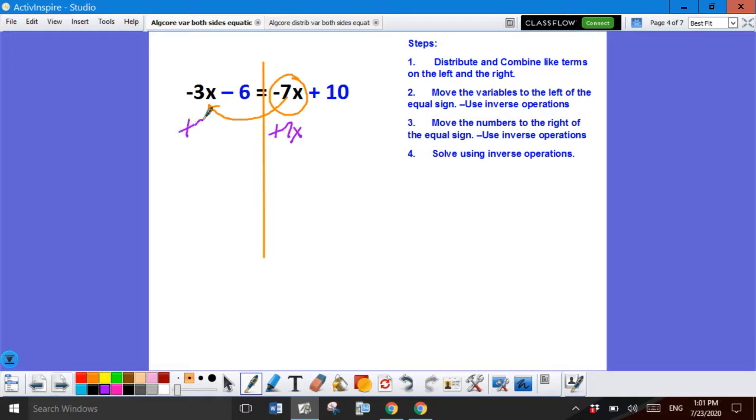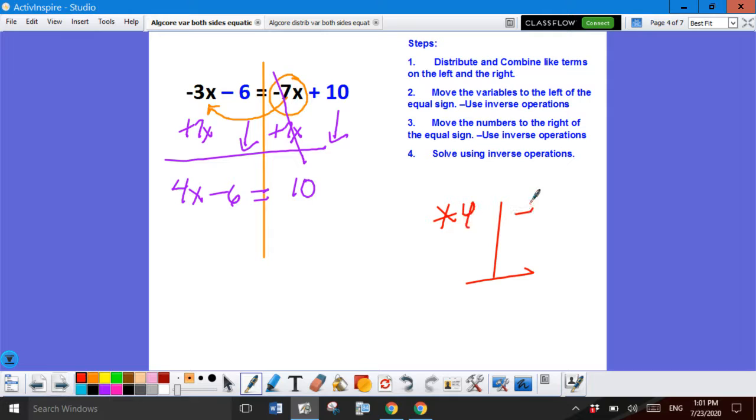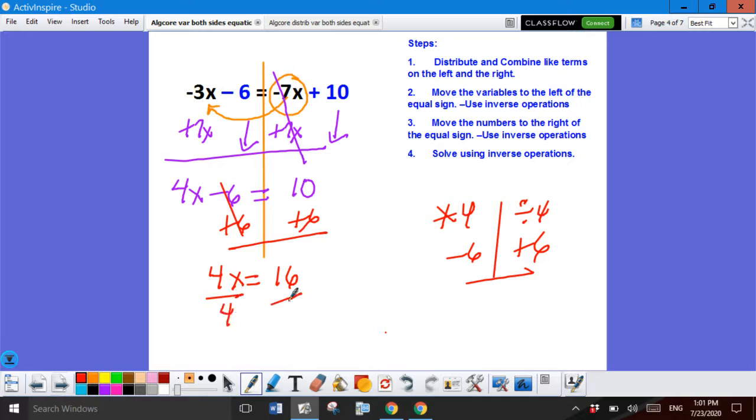Okay, so plus 7x. That is the opposite of a negative 7x. Gone. 7x and negative 3, that is a positive 4x. So I have dropped the negative 6 and I have dropped the 10. Now we are times 4, divide 4, minus 6, plus 6. Plus 6, cross out. 4x equals 10 plus 6 is 16. Divide by 4. x equals 4. Hopefully you came up with 4.